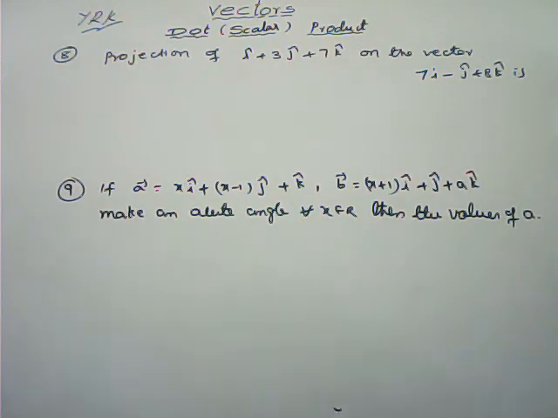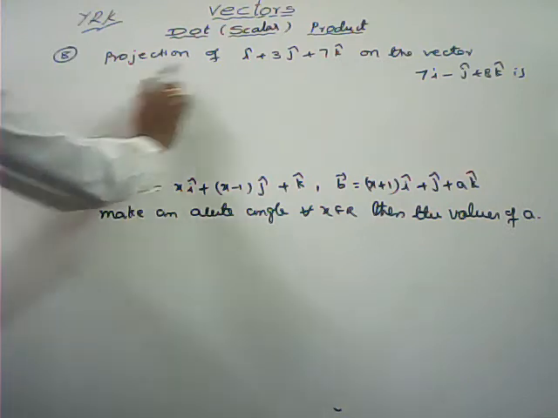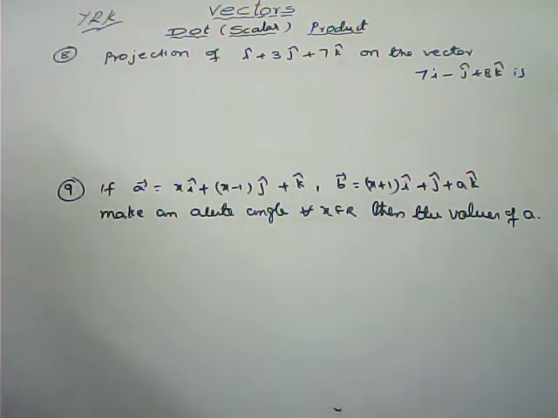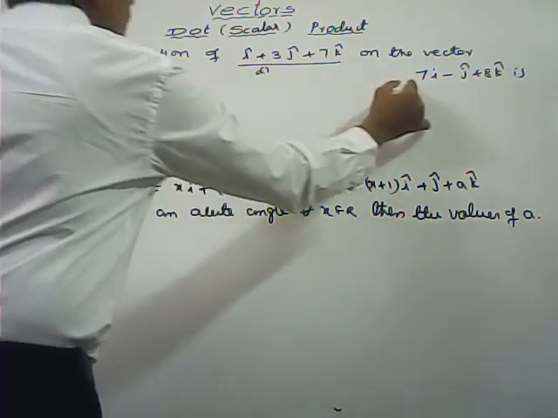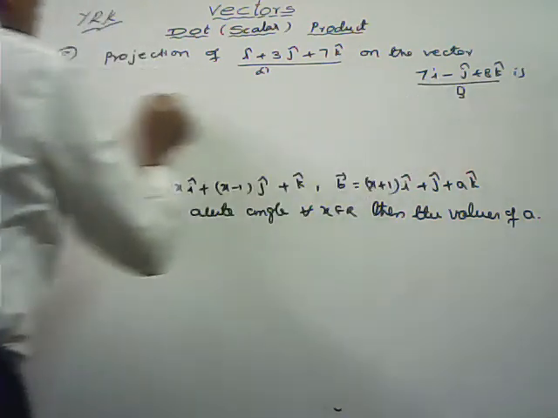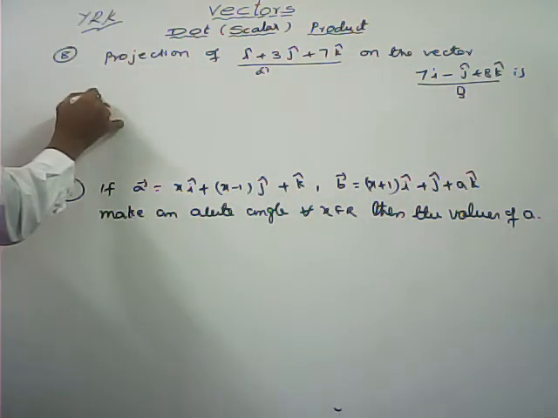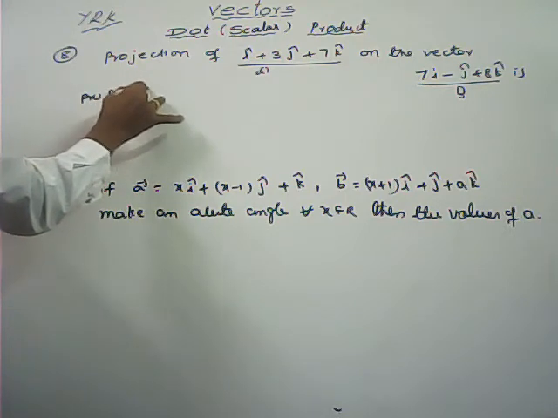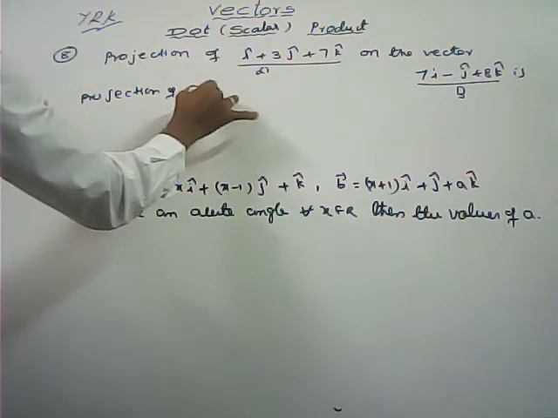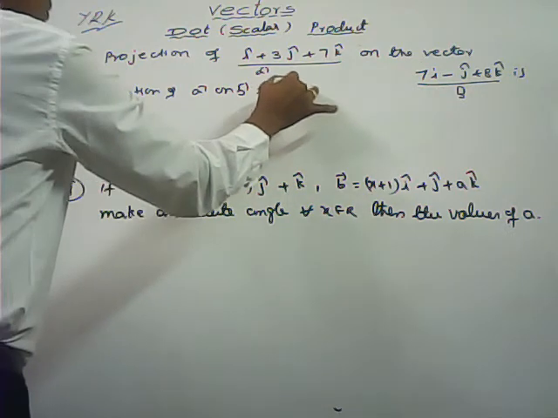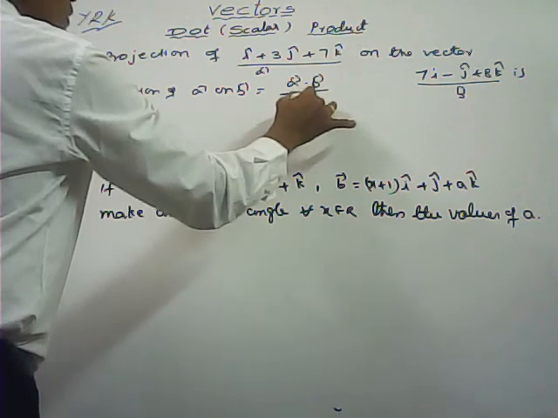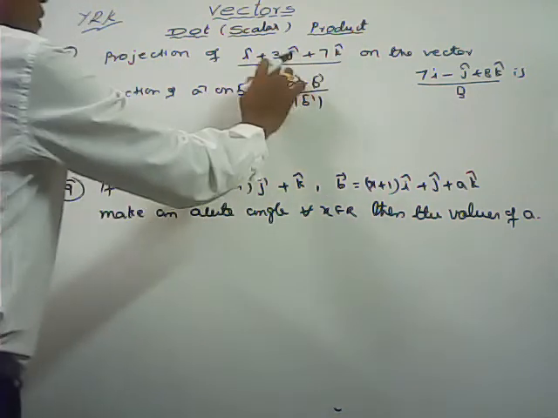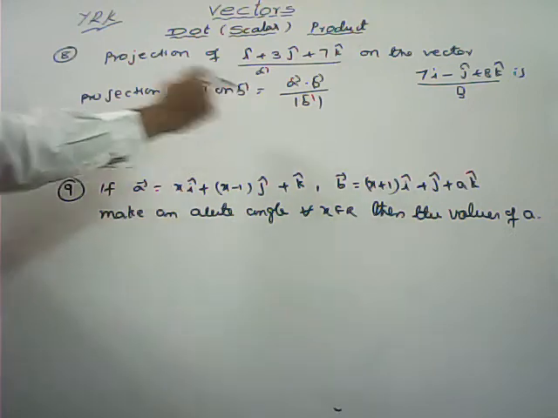Here, the eighth one, the projection of B bar and A bar. This I already told you in the notes. The projection of A bar, this one I am taking A bar, this one I am taking B bar. The projection of A bar on B bar is equal to A bar dot B bar by modulus of B bar. The dot product of these two upon modulus of B bar.